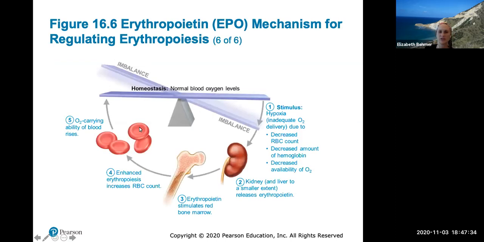Okay, so this just goes through this negative feedback balancing mechanism of homeostasis of normal blood oxygen levels. If oxygen levels decrease, as in hypoxia, that'll lead to a decreased red blood cell count, decreased amount of hemoglobin, and eventually the decreased availability of oxygen. Your kidneys then will release erythropoietin, which will stimulate red bone marrow to release more red blood cells that will increase the oxygen carrying ability in your blood, and that will rise to get your homeostasis balance back to normal.